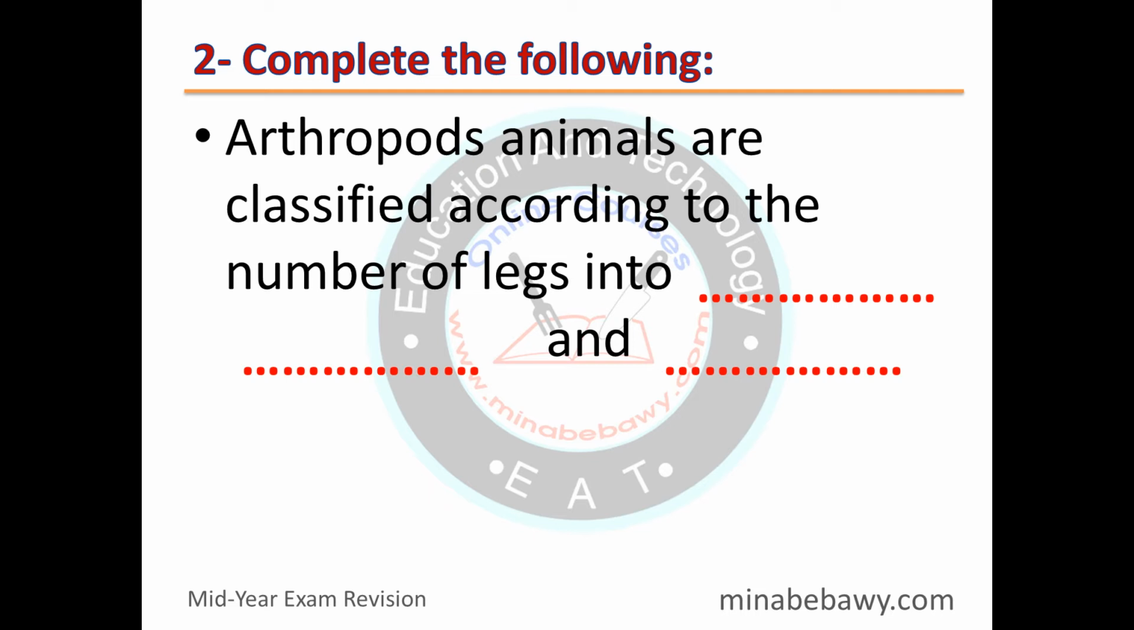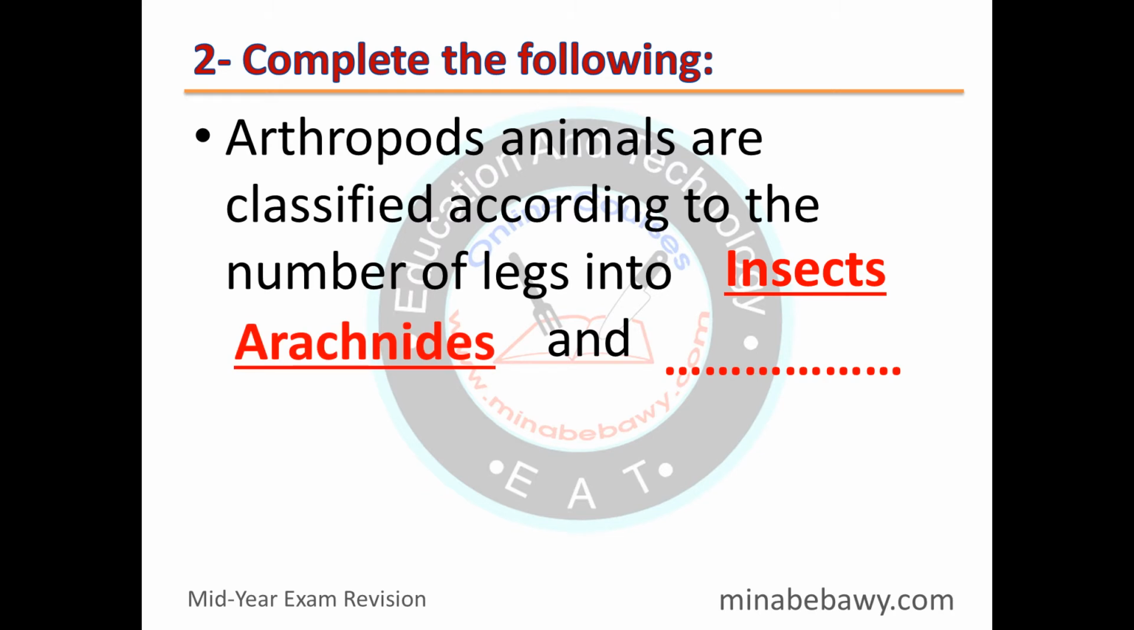Arthropod animals are classified according to the number of legs into insects, arachnids, and myriapods.